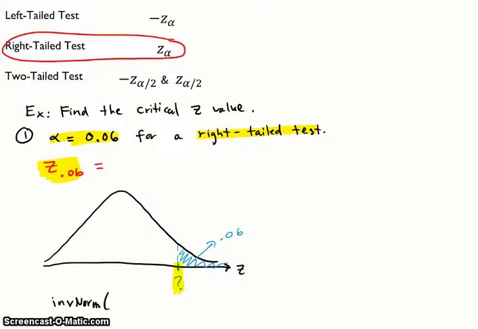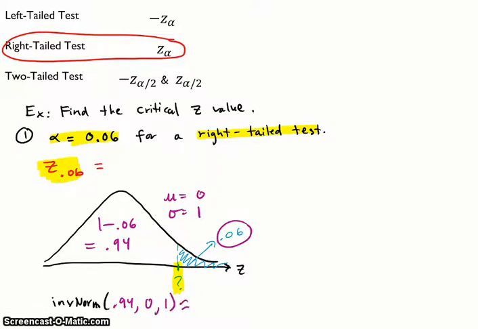All right, so inverse norm takes three inputs. The first input is the area to the left. So in this case, this is the area to the right. The area to the left would be 1 minus 0.06, which is 0.94. And then we're also going to need the mean and the standard deviation. So for a standard normal distribution, the mean is 0, standard deviation is 1. So we have 0, 1.